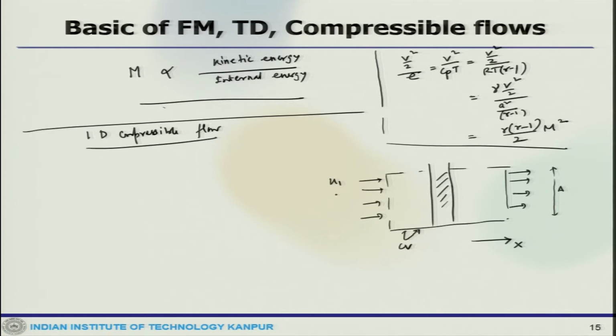So, at the inlet all properties are like P1, T1, rho 1, U1, and here P2, U2, T2, rho 2, E2. What we are considering here is the flow of a gas through this 1D region. This region could be a normal shock wave or a region with heat addition.